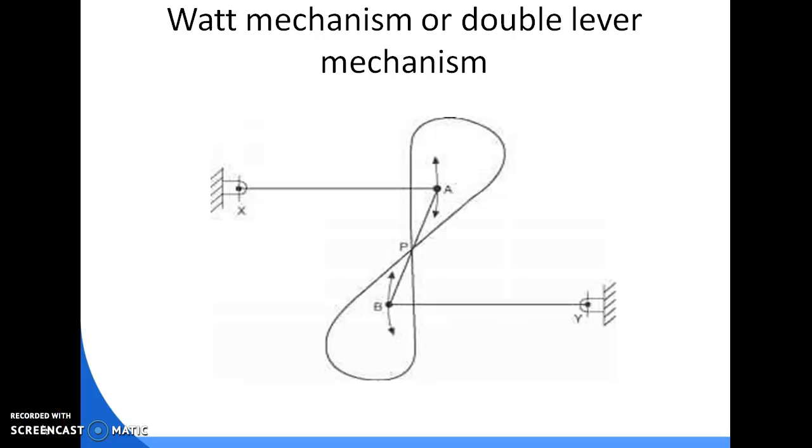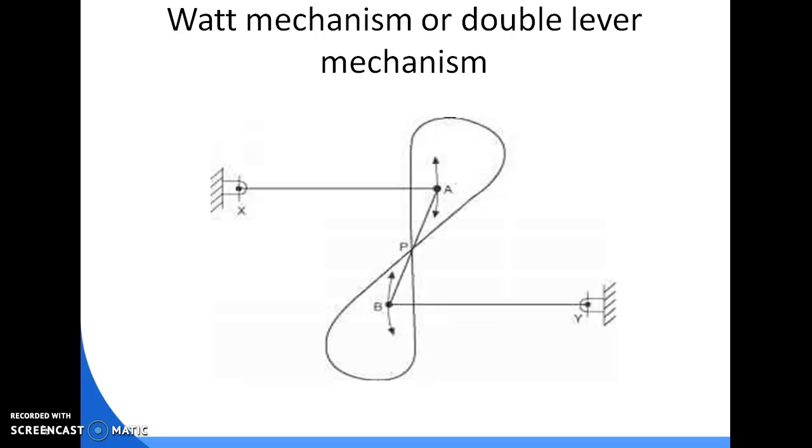Our next inversion of 4-bar chain is Watt mechanism, or also we can say it as double lever mechanism. Here also 4 links are there. We can see that they are AX, BY, then AP and BP. So this mechanism was invented by Watt for his steam engine to guide the piston rod.